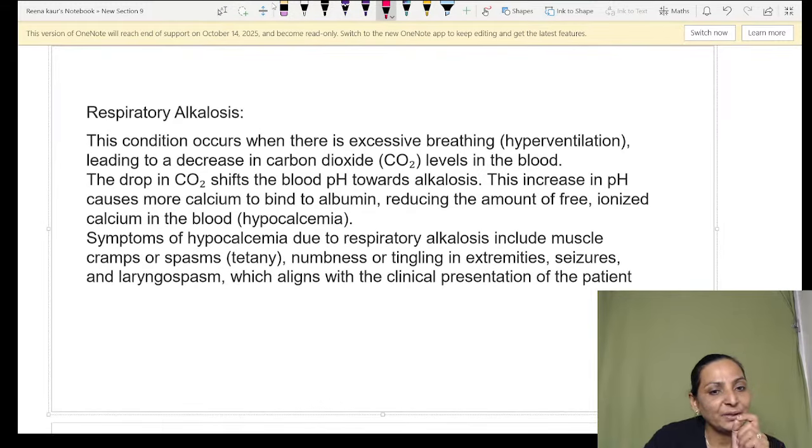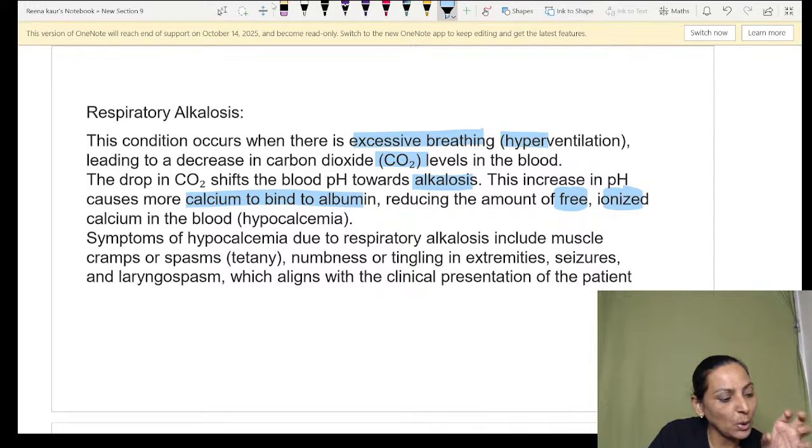So respiratory alkalosis, where there is excessive breathing, that is hyperventilation, results in carbon dioxide washout. The carbon dioxide washout is responsible for alkalosis. This alkalosis, that means a decrease in the H plus ions, will favor the calcium to bind to albumin. Because the calcium binds to albumin, the free ionized calcium in the blood goes on decreasing, and that is the reason respiratory alkalosis will result in numbness or tingling or tetany.